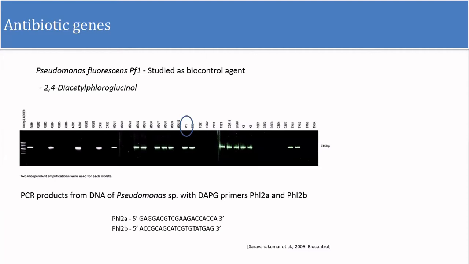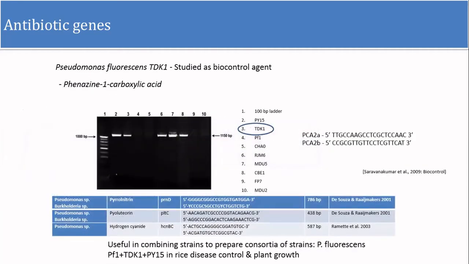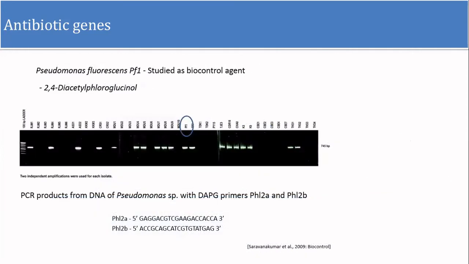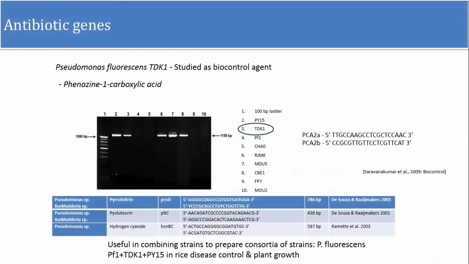Here, there are primers available to identify antibiotics such as diacetyl phloroglucinol and phenazine carboxylic acid. So these are some of the early primers or preliminary studies that can be performed on a number of strains to see which strain possesses these properties, so that it can be taken forward for further processing as well as testing.